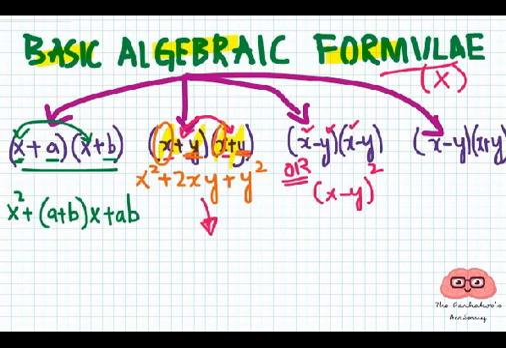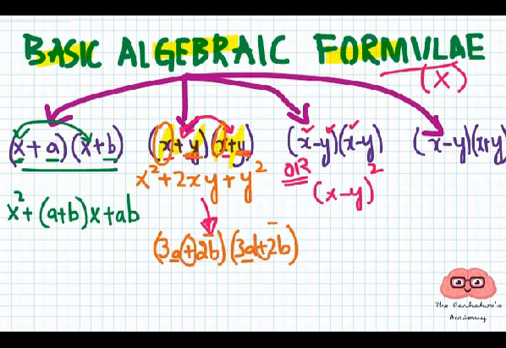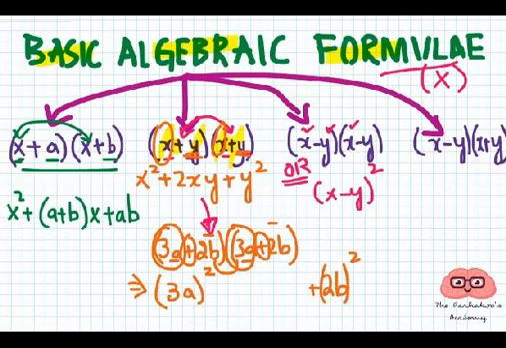For example, you have 3a plus 2b, 3a plus 2b. Here the first term in both the brackets is the same and the second term in both the brackets is also the same, and there's a plus sign in the expression. So the short way to multiply these two expressions is to square the first term. We have the same term, so square it. Square the second term, which is 2b squared, and 2 times the first term and the second term.